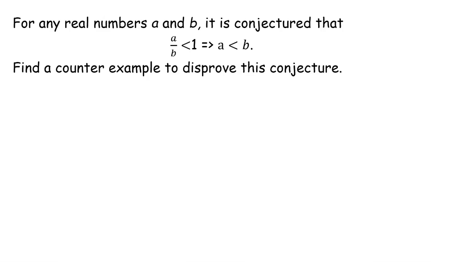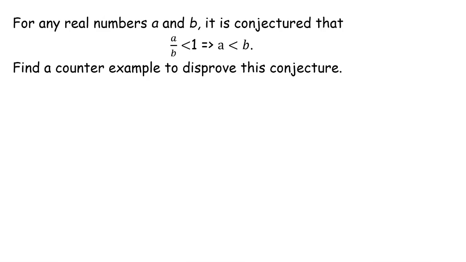What I'm going to do is show you one final example here. Now the conjecture for this one is that for any real numbers a and b, it's conjectured that a over b is always less than 1, and what that implies is that a has to be less than b. So what I want to do is find a counterexample to disprove this conjecture.